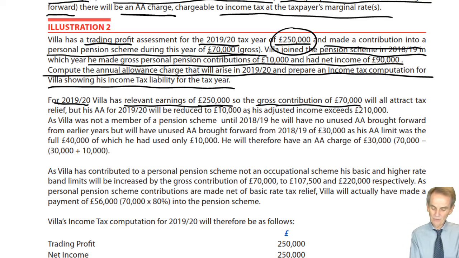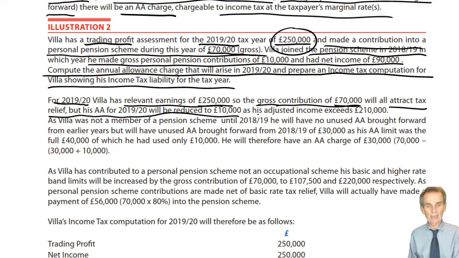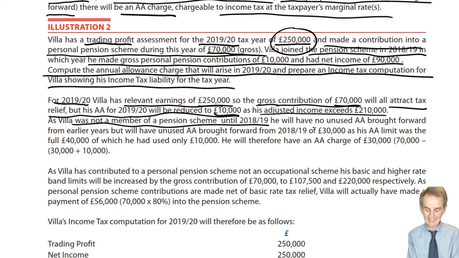So relevant earnings of 250, gross contribution of 70,000 will attract tax relief, but his AA for 1920 will be reduced to £10,000. Yes, our adjusted income exceeds 210,000, so the maximum AA is £10,000. As we've said, as the adjusted income exceeds 210. Villa was not a member of a pension scheme until 1819, so will have no unused AA brought forward from earlier years. It starts with 1819. We will have unused AA brought forward from 1819 of 30,000.